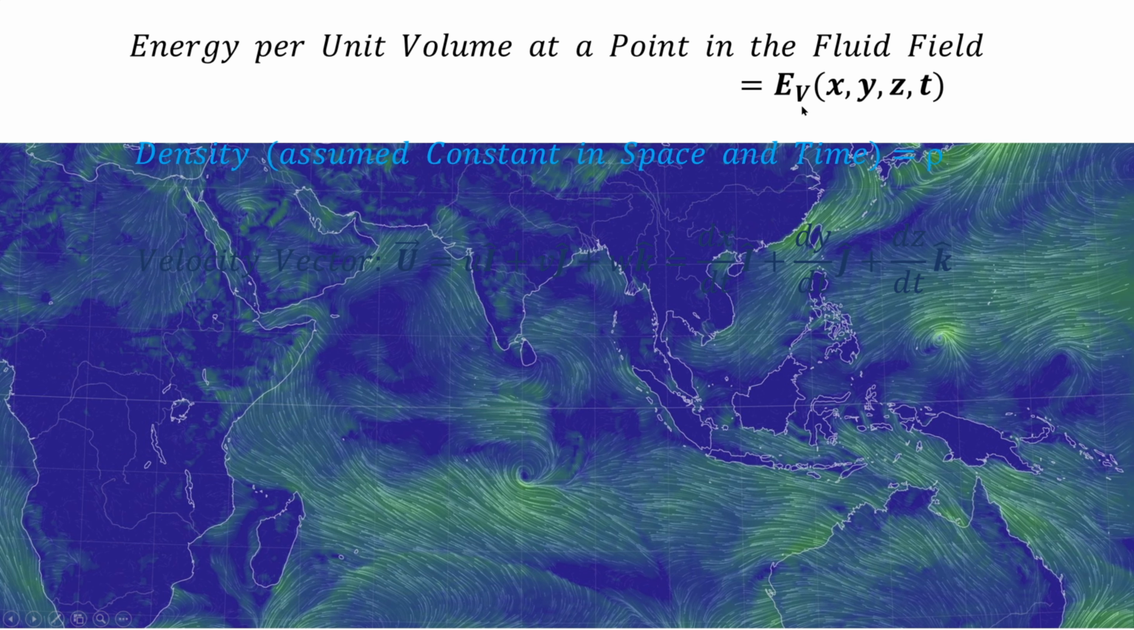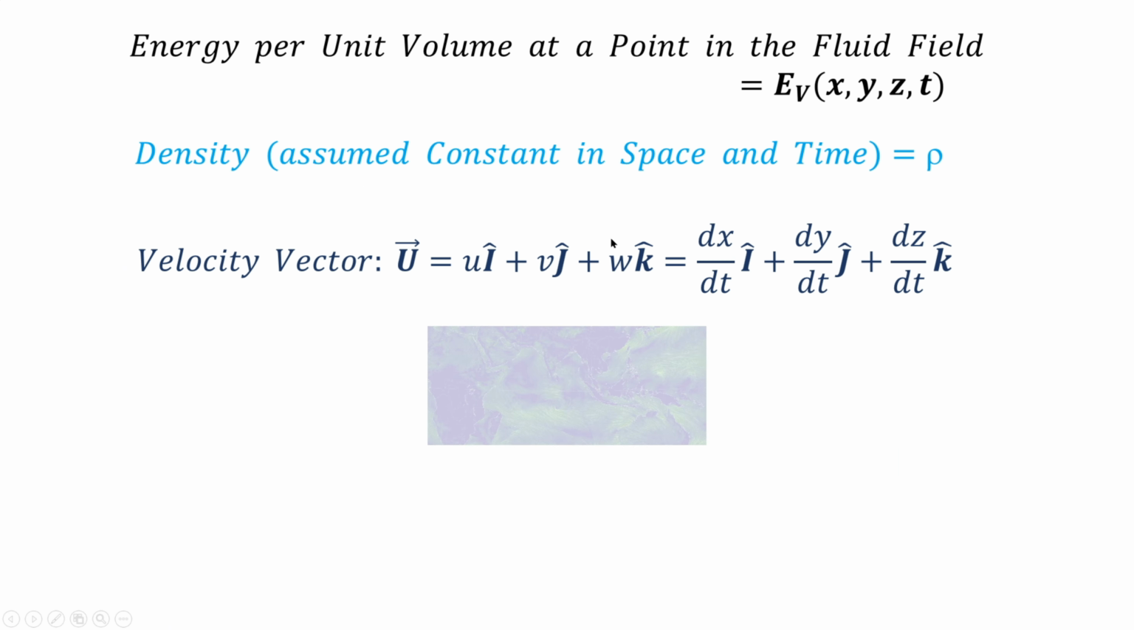Let us assume this quantity E subscript V, or energy per unit volume, can vary both in space and time, and it is defined for all points in the 3D space. So even in the vertical direction, the Z axis, it's defined. Let us assume rho is the density of the fluid and it is constant throughout space and time. This is usually assumed in Navier Stokes: the density is constant.